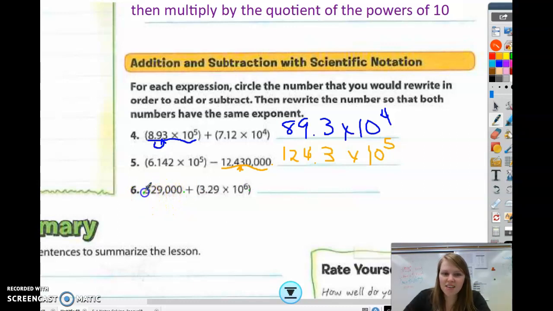Oh my. 6, that goes all the way out front, so our new number would be, well, that's supposed to be a decimal, 0.529. If you want to put all the zeros, you can, but it's not going to change the value of the number, so I'm going to leave them off.